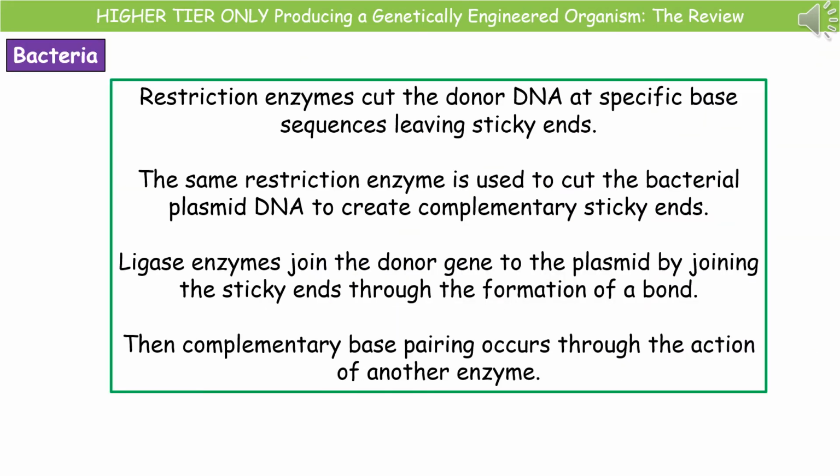So we've got three enzymes that are actually involved here. The restriction enzymes, which cut the donor DNA at a specific base sequence, and we use that same restriction enzyme to cut the bacterial plasmid DNA, because that gives us complementary sticky ends. We then use a ligase enzyme to join the donor gene to the plasmid because it joins the sticky ends by forming a bond, and then complementary base pairing occurs through the action of another enzyme, which you luckily don't need to know the name of for GCSE.